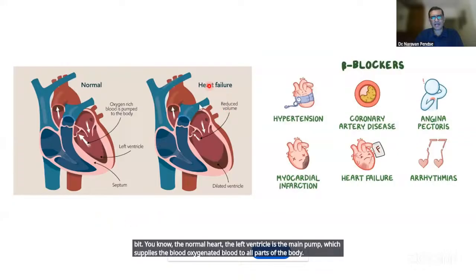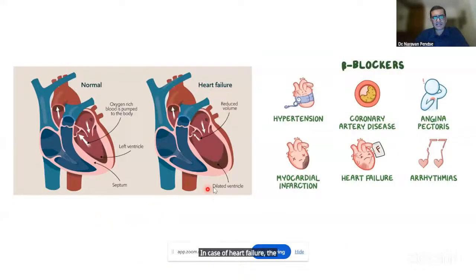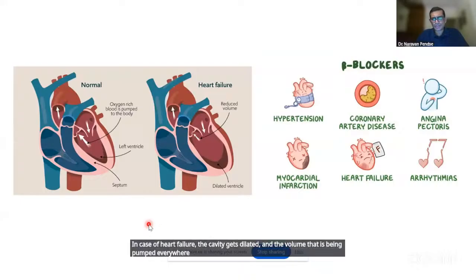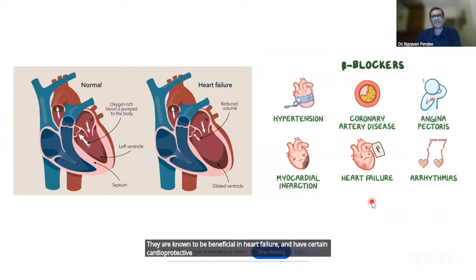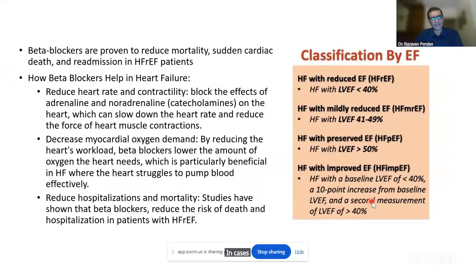In case of heart failure, the cavity gets dilated and the volume that is being pumped everywhere gets reduced. And there is a drug class called beta blockers. They are known to be beneficial in heart failure and have a certain cardioprotective effect. So that is the reason why they should be prescribed in cases of heart failure.